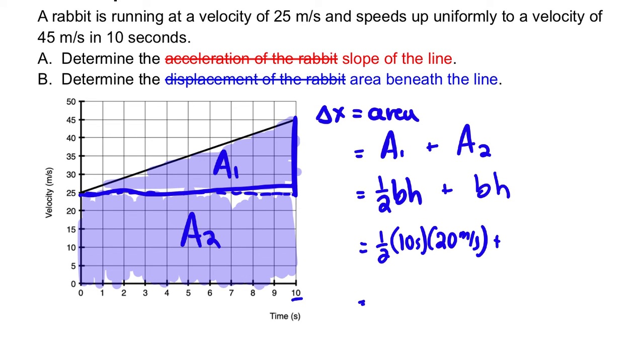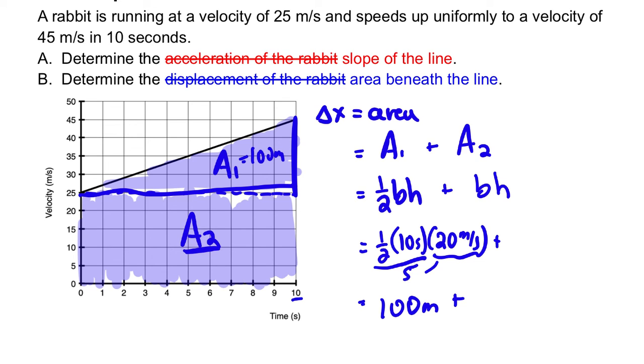Okay, let's solve these pieces individually. So our first piece ends up being 1/2 of 10 is 5, times 20, we will get 100 meters for that first shape there. Okay, now while we do have 100 meters for this, we still have to take care of A2, our rectangle.